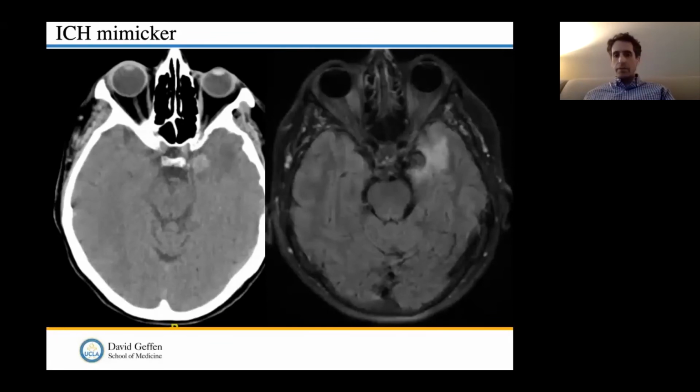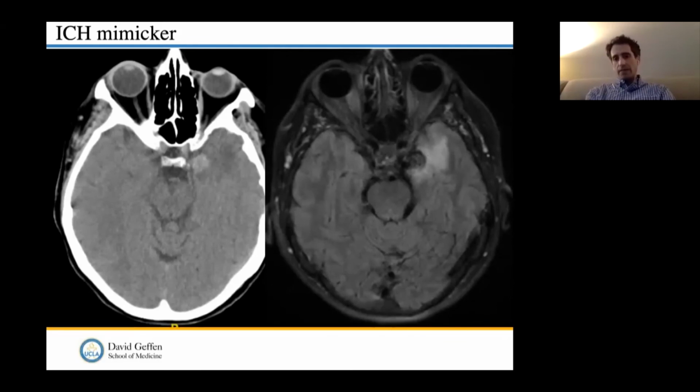And there are mimickers, right? So there are other things that appear bright on CT scans that sometimes look like intracerebral hemorrhage. This is an example of a little bright spot in the left medial anterior temporal lobe, which you can see. On the CT scan, there's some hypodensity around it, typically consistent with edema.